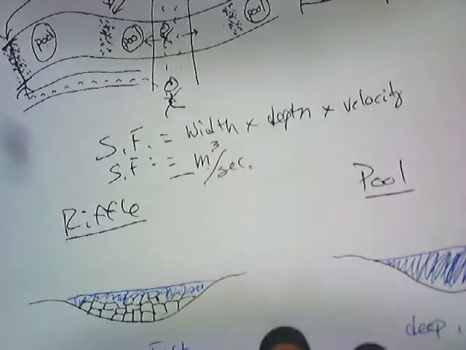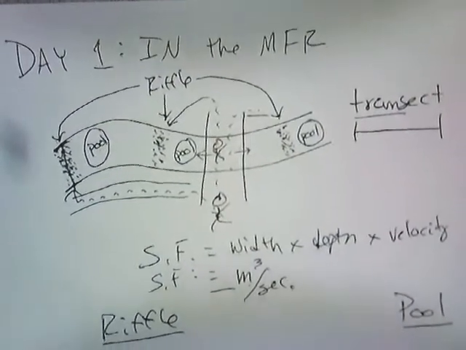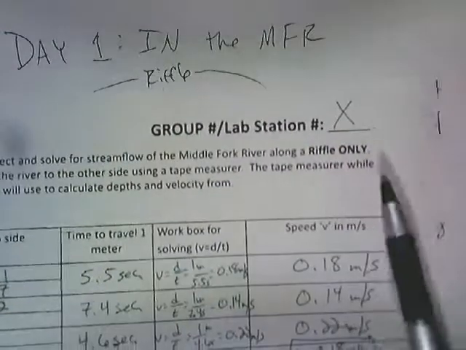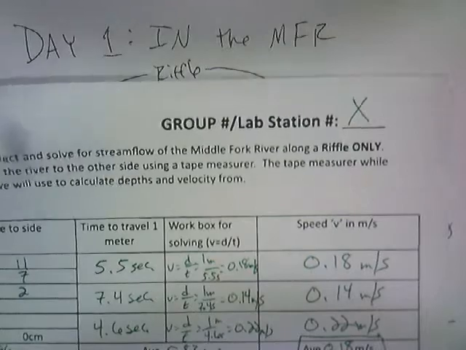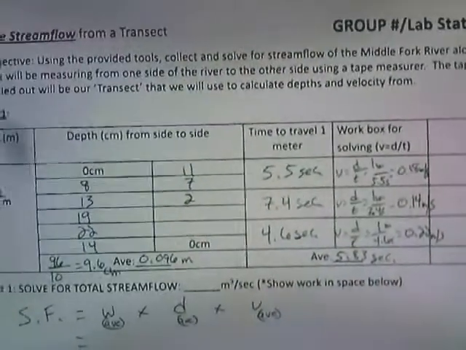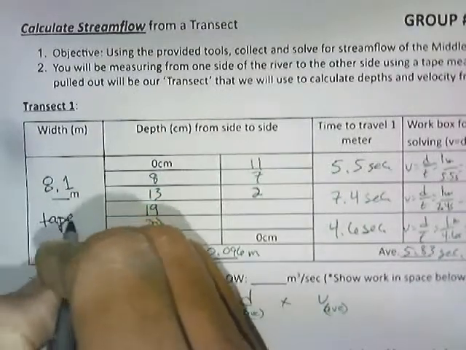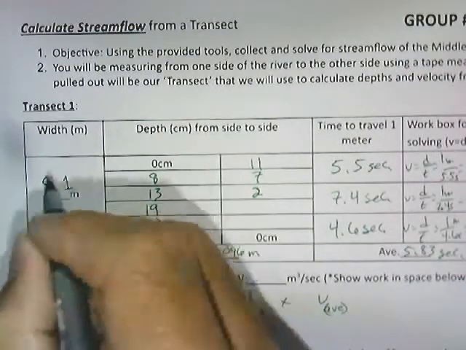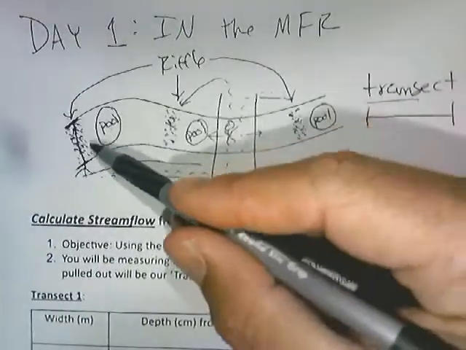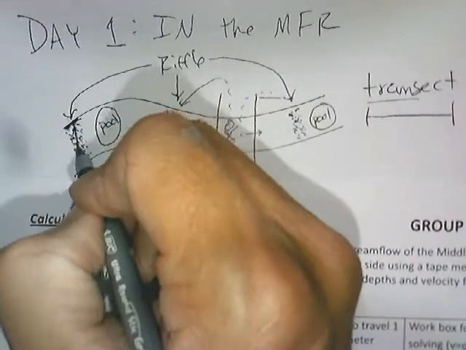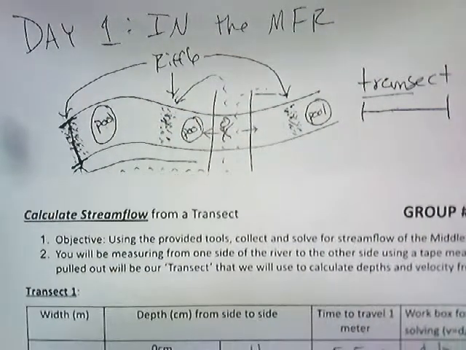So now let's look at our data. I took data points from students in class. So I took your own data, and I'll just call this Lab Station X. Here's a similar version of the handout you got today that's not identical. It should be close. So we took a tape measure, and the tape measure was how we measured how wide it was. I just took an average of class data. So on average, it was 8.1 meters across. So this transect was the width of the Middle Fork River, right? Let's say 8.1 meters.